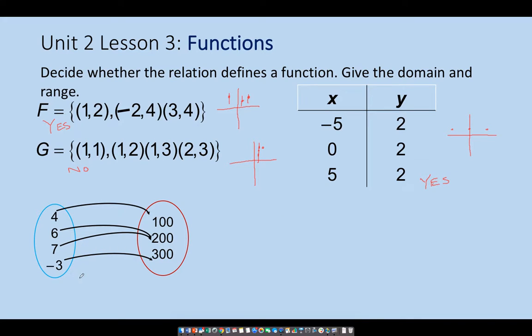This is called a map. This is, again, kind of a weird thing, but if we just draw a nice quick little sketch, we'll say, all right, 4, 100, okay, 6, 200, okay, so I guess that'd be up here. 7, 200, well, that'd be over here, but still at 200. Negative 3, 300. Pass the vertical line test? Yes. So this map describes a function.